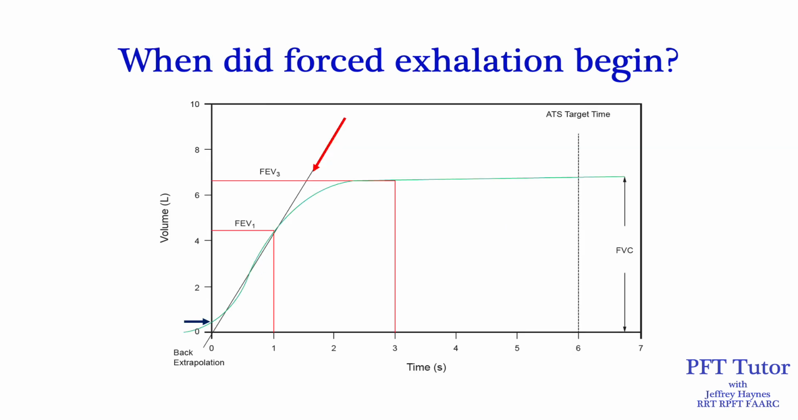The spirometer software determines the start of forced exhalation by drawing a line down the steepest part of the volume versus time tracing, as shown here with this red arrow. Time zero, the start of forced exhalation, starts where this line intersects the horizontal axis that time is measured on. The back extrapolated volume is the volume of air that leaked out of the patient's lungs before they did the forced spirometry. So the back extrapolated volume is determined by measuring any volume that was exhaled here before time zero, as shown here by the dark arrow.